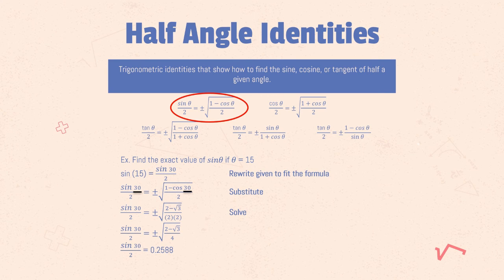So keep in mind that cosine 30 is equal to the square root of 3 over 2. And so we plug that in right here, and 2 times 2 is 4, and so we have plus or minus square root of 2 minus square root of 3 over 4. Simplify and then we get approximately 0.2588, and this will be our final answer.